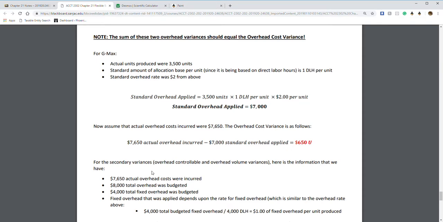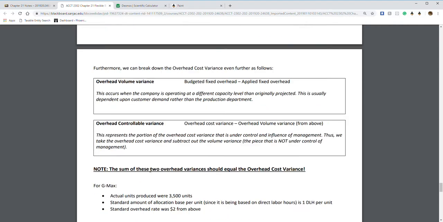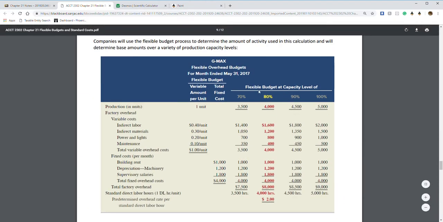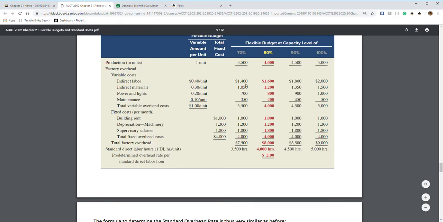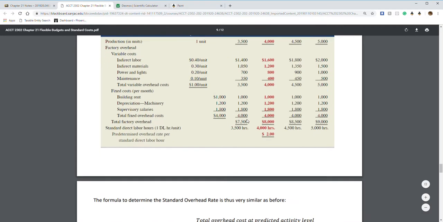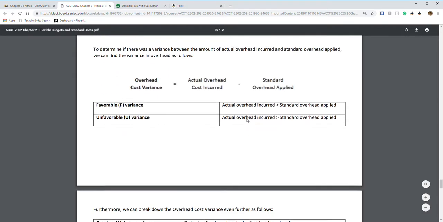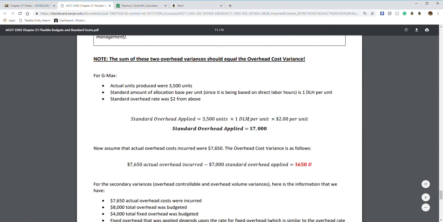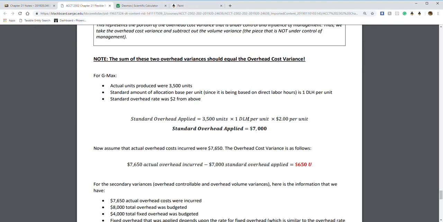Okay, guys, let's do this. For Gmax, we knew the actual units produced were 3,500, whereas we were predicting 80% capacity. This one's falling under 70% capacity. So we're going to be using these numbers for 3,500 units, and you're going to see that happening. First thing is, actual units produced were 3,500.